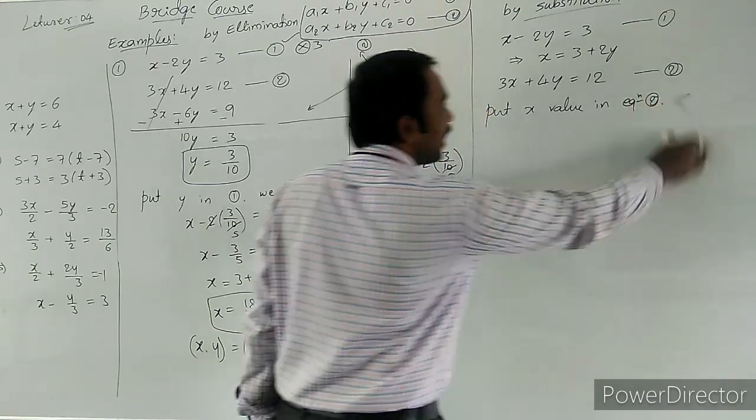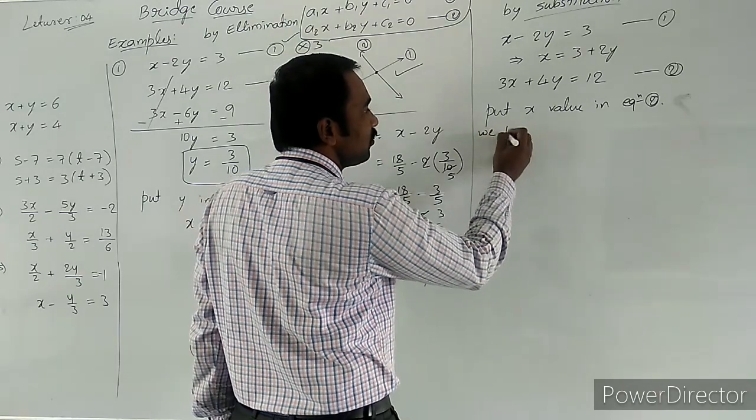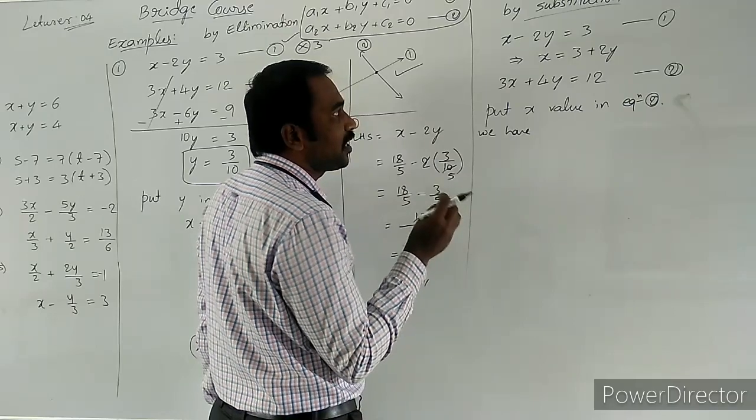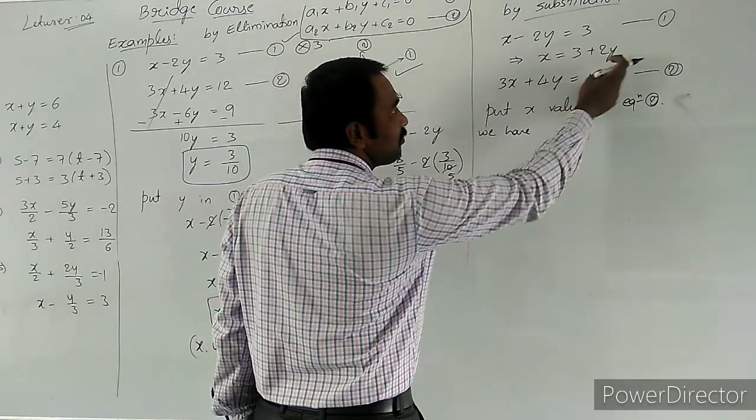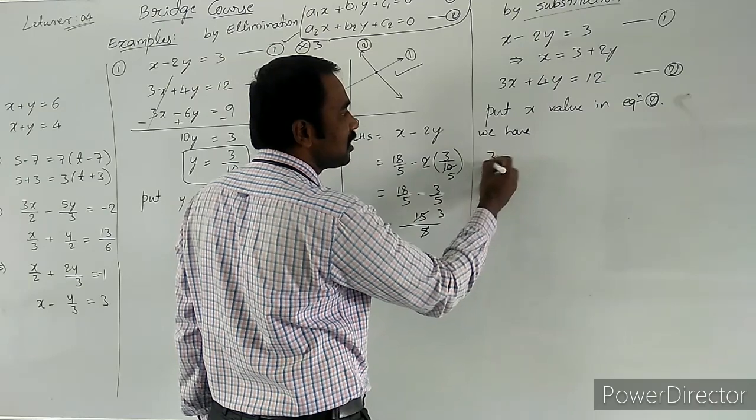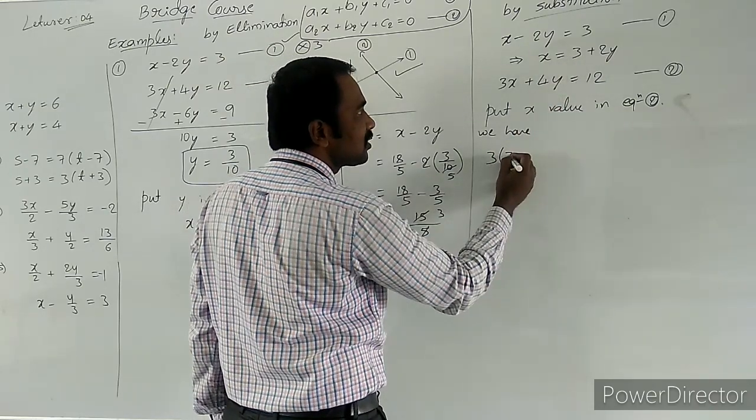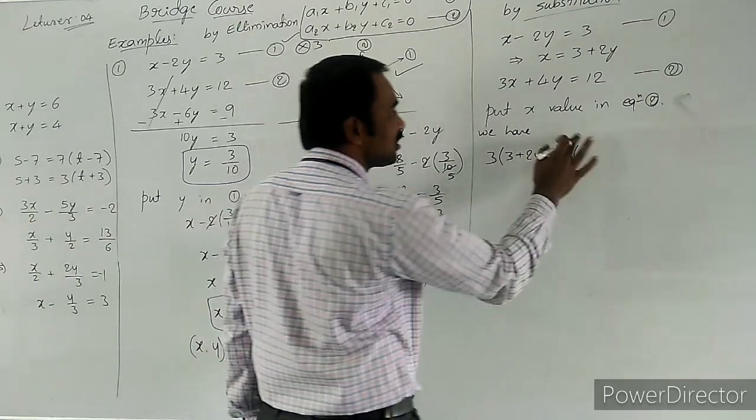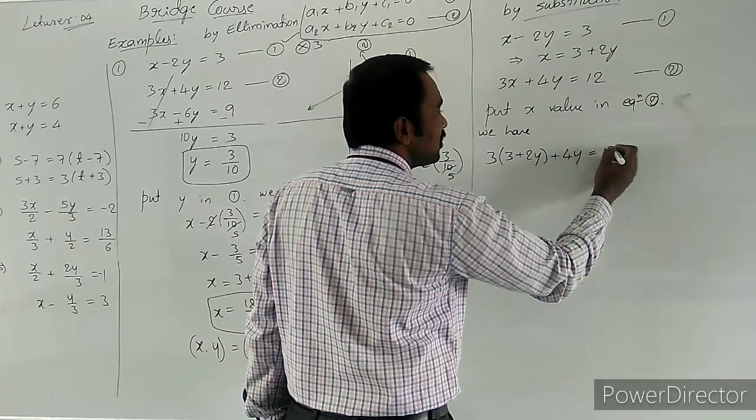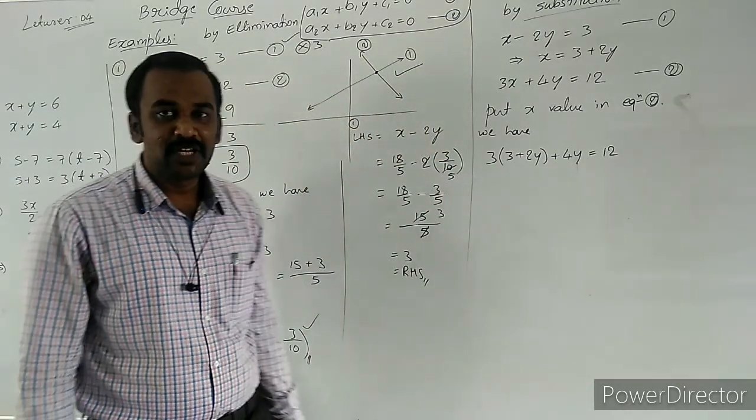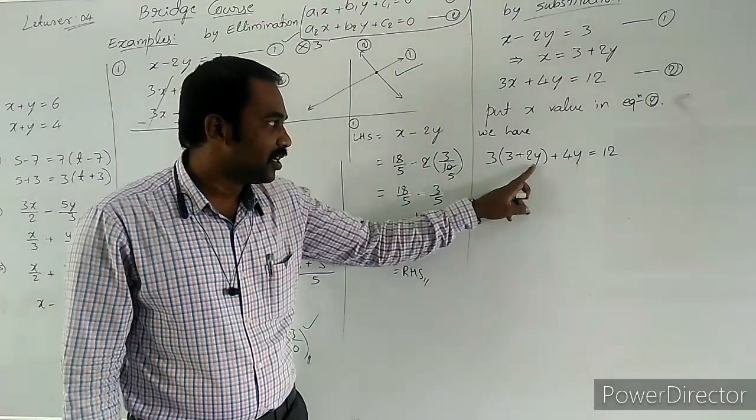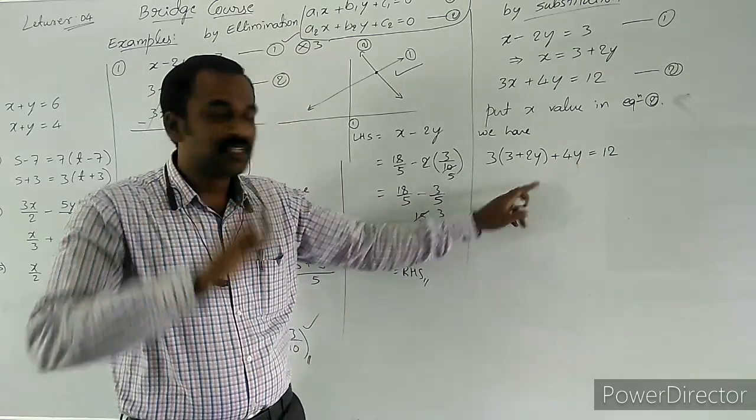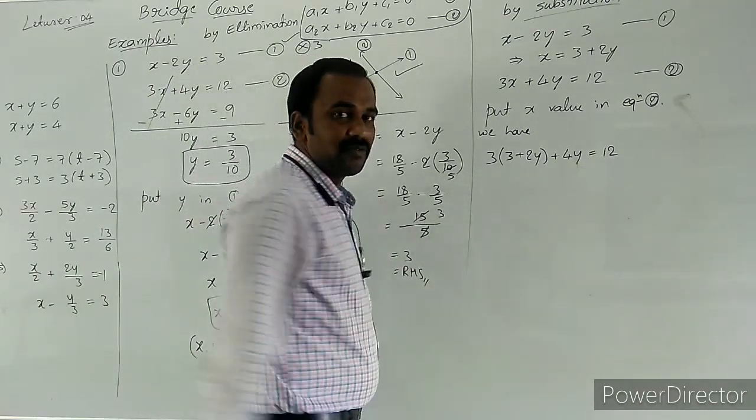What do we get? On substituting the x value 3 plus 2y in equation number 2, wherever x is there, replace it with 3 plus 2y. So 3 into, in place of x, (3 plus 2y), plus 4 into y, keep the y as it is, is equal to 12. Now observe how many variables are there. There is only one variable, y. Now it is reduced into a linear equation involving one variable. So solve for y, that's all.